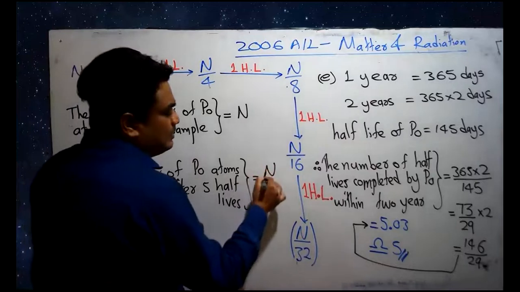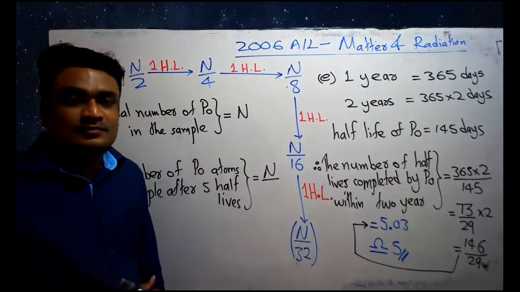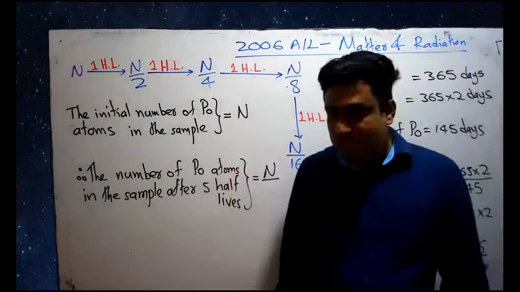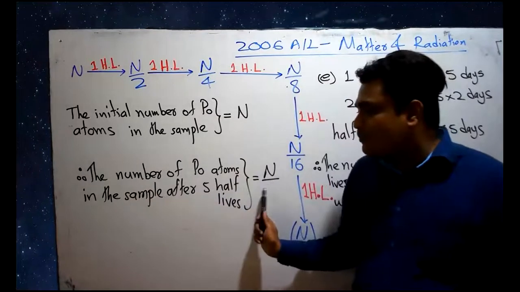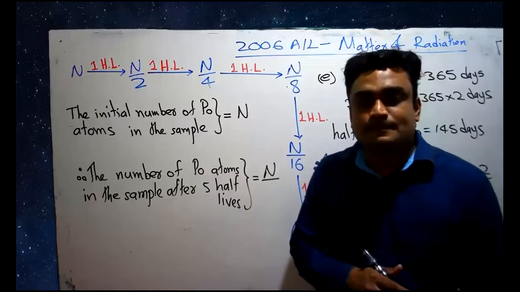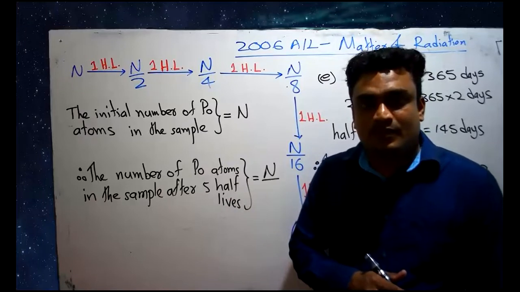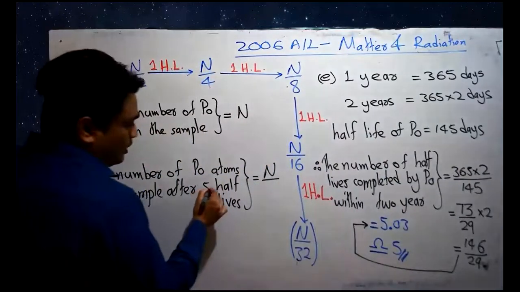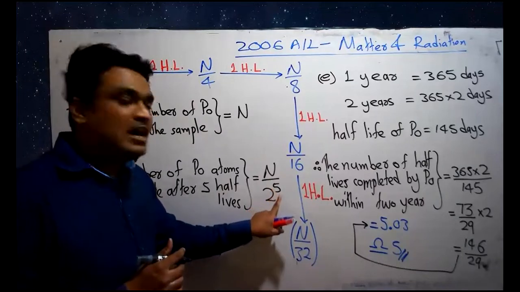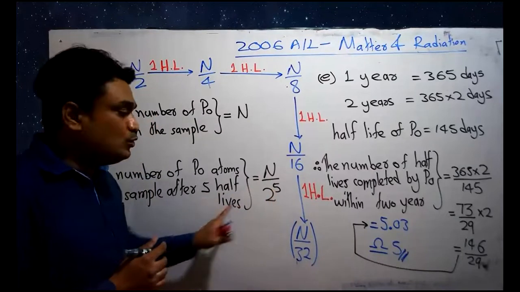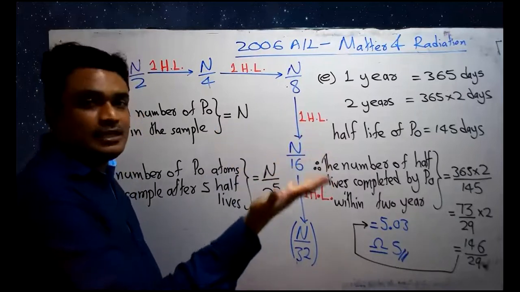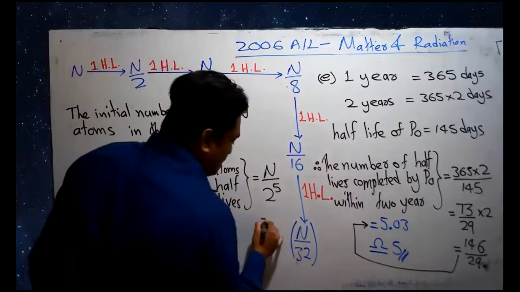We write N divided by something. Initial number of polonium atoms in the sample is capital N. I want to find the number of polonium atoms in the sample after completing 5 half-lives. That's a very simple equation. What is it? N over 2 to the power 5. N divided by 2 to the power 5, 2 to the power number of half-lives that were completed. 2 to the power 5 means 2, 4, 8, 16, 32. So 2 to the power 5 means 32.